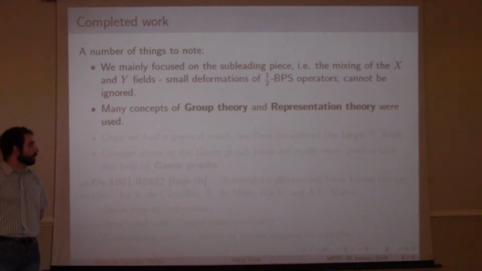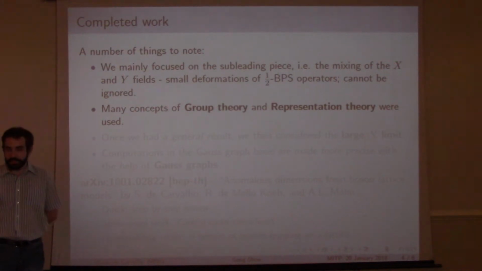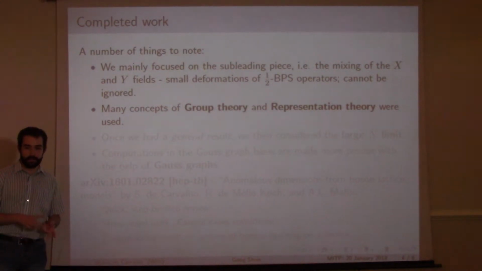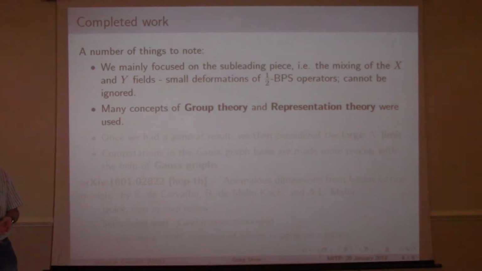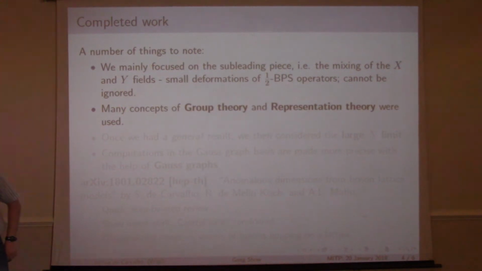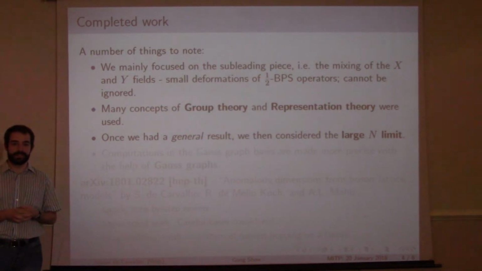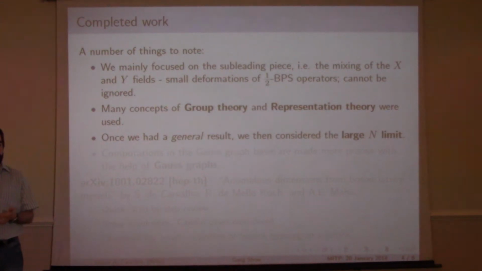And I'm sure you know that a lot of concepts that we're using come from group and representation theory, such as Young diagrams, Young symbols, the restricted Schurs, the intertwiners, projection operators, just to name a few. And once we had a general result, we want to then consider the large N limits, and we made use of an approximation called the distinct or displaced corners approximation.